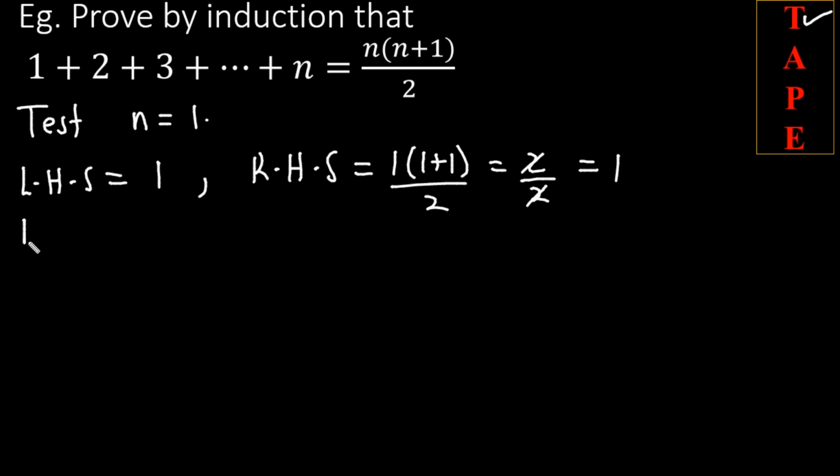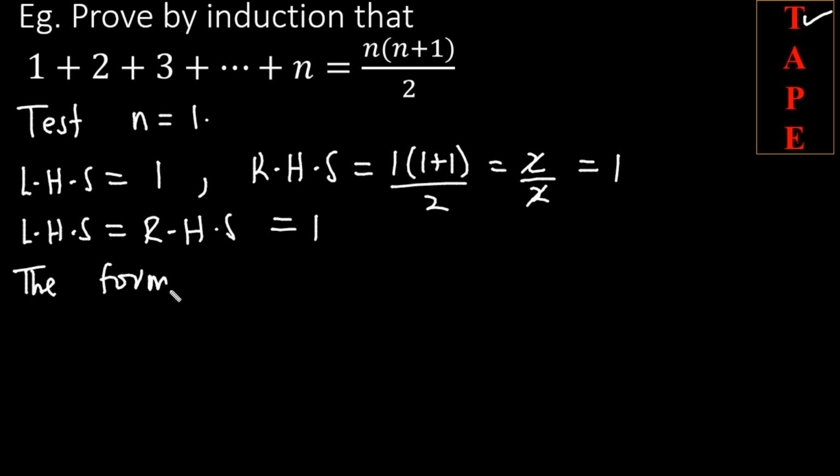But left hand side and right hand side, everything is equal to 1. What does that mean? The formula is valid for n is equal to 1. That is step number 1.